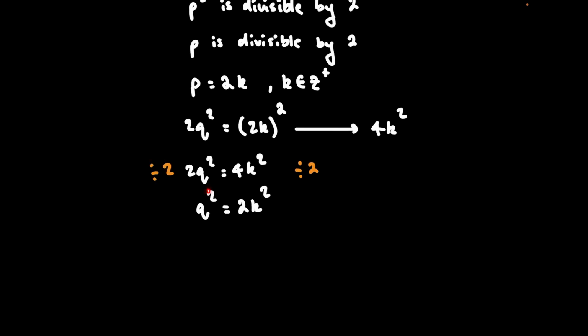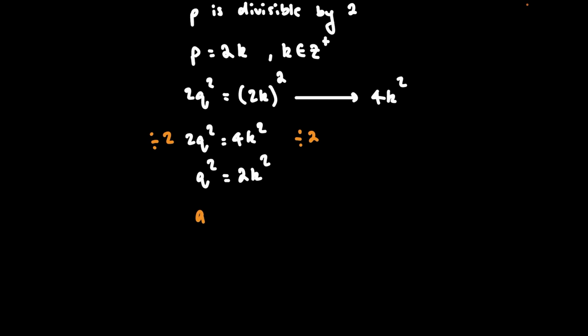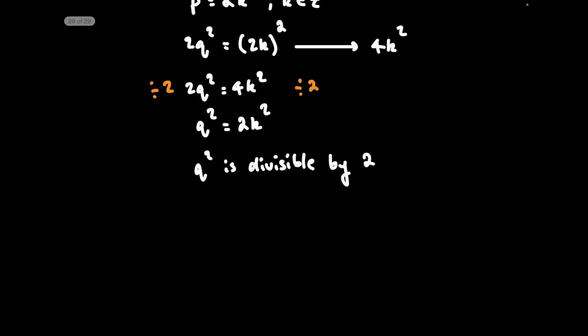And what do we have here? We can see that q squared can be written as 2 times another number, another constant. So that simply means that q squared is divisible by 2. And again, by that logic, if q squared is divisible by 2, that means that q is also divisible by 2.